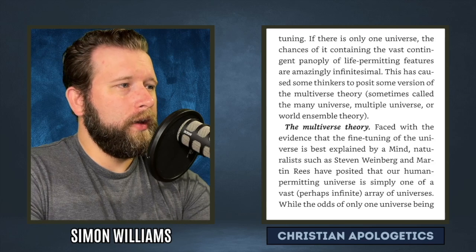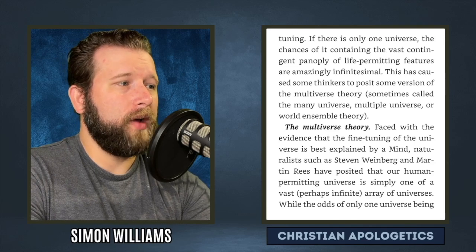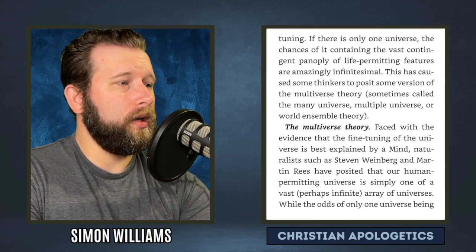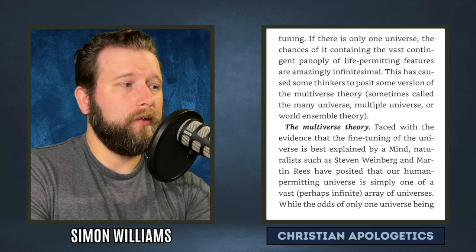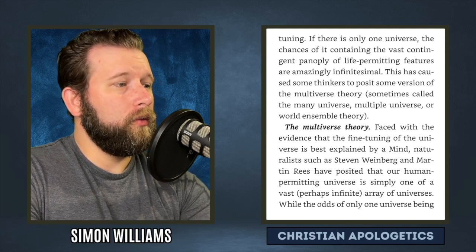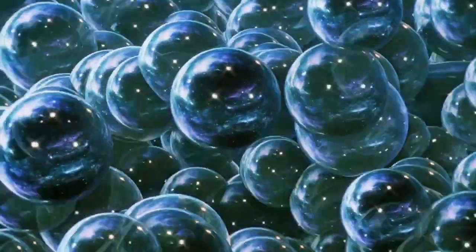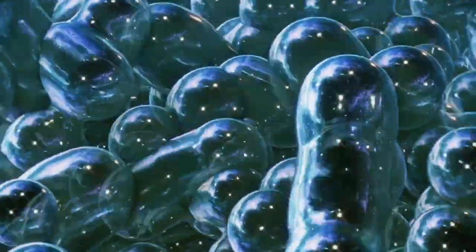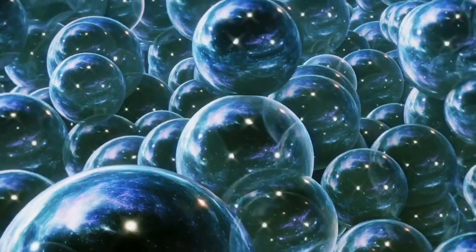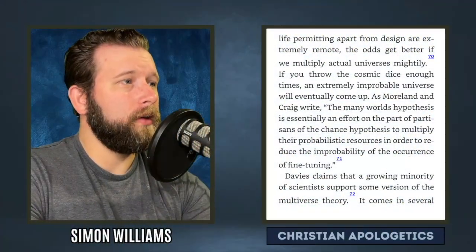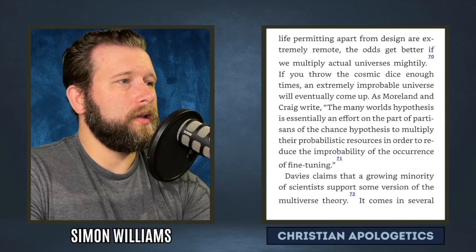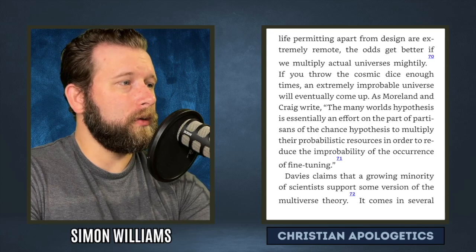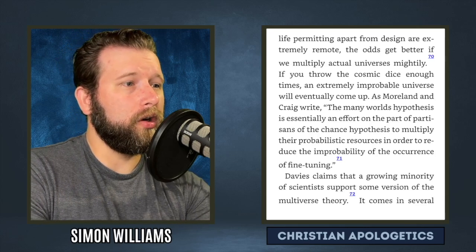The multiverse theory. Faced with the evidence that the fine-tuning of the universe is best explained by a mind, naturalists such as Steven Weinberg and Martin Rees have posited that our human-permitting universe is simply one of a vast, perhaps infinite array of universes. While the odds of only one universe being life-permitting apart from design are extremely remote, the odds get better if we multiply actual universes mightily. If you throw the cosmic dice enough times, an extremely improbable universe will eventually come up. As Moreland and Craig write, the many worlds hypothesis is essentially an effort on the part of partisans of the chance hypothesis to multiply the probabilistic resources in order to reduce the improbability of the occurrence of fine-tuning.